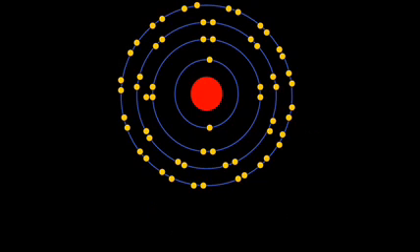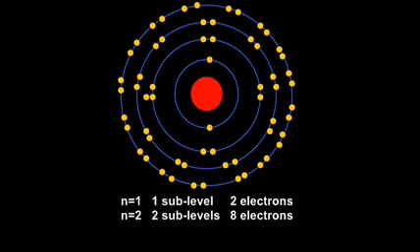Different letters are used to identify different sublevels. In the first energy level, there is one sublevel. We call this sublevel 1s. It can hold a maximum of 2 electrons. In the second energy level, there are two sublevels, 2s and 2p. The 2s sublevel can hold 2 electrons, while the 2p sublevel can hold 6 electrons. Therefore, the maximum number of electrons in the energy level is 8.